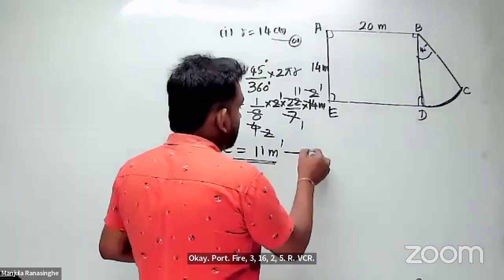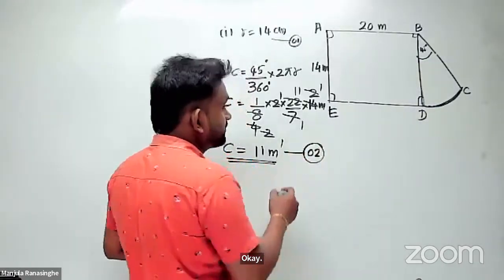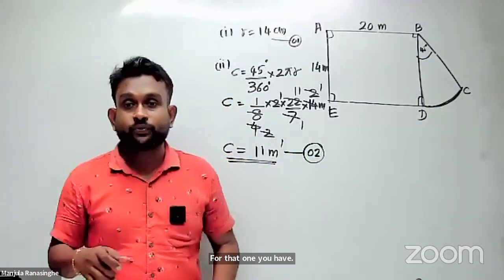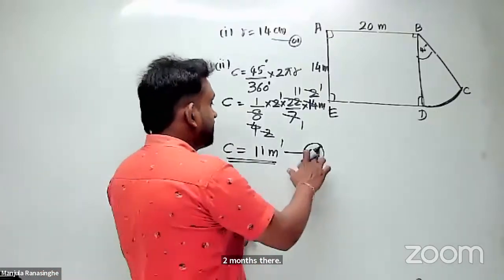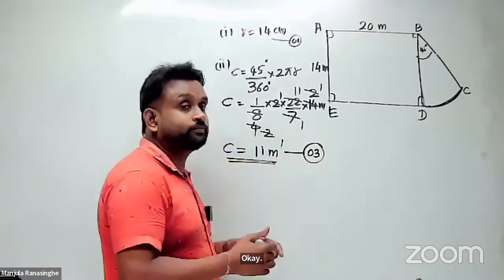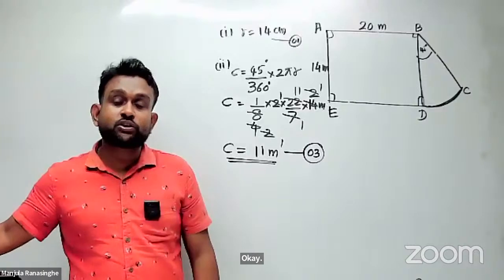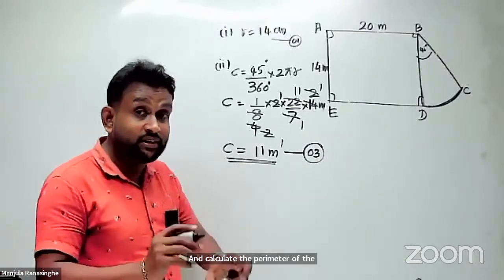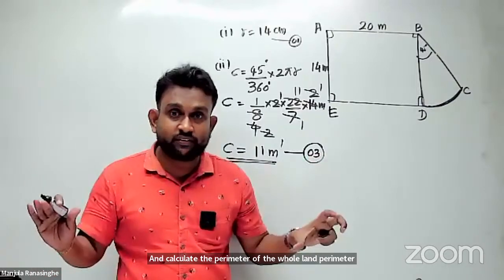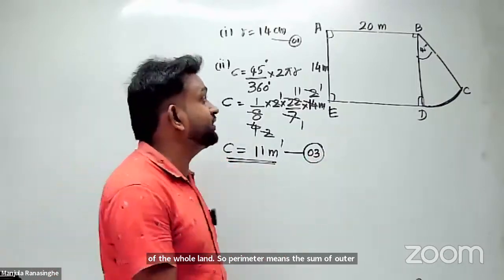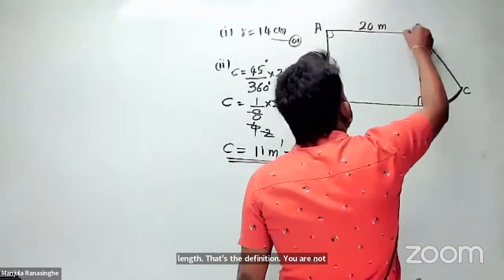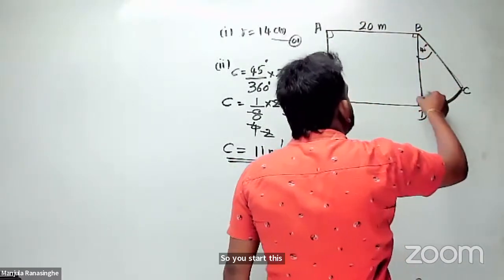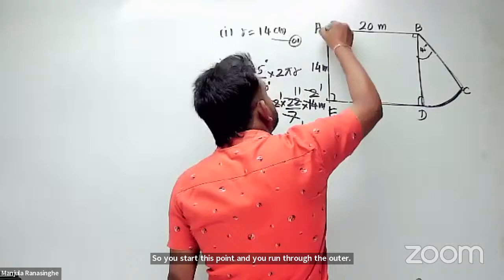For that one, you have 2 marks. For finding that one, I give you 3 marks. Then calculate the perimeter of the whole land. Perimeter means the sum of the outer length. That's the definition. You are not running inside length. So you start at this point, run through the outer length, and come back to the initial point.